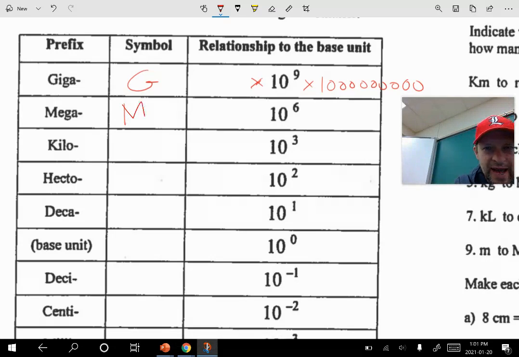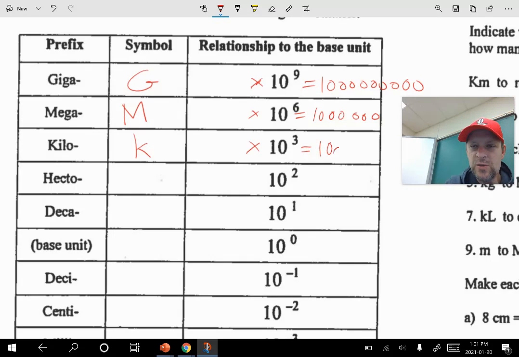Mega has the symbol capital M, and it's times 10 to the power of 6, which is a million. If you are writing this down, you don't have to write down that that's a million, but that's what that exponent means when you put it on a 10. It tells you how many zeros are on the number. So a 1 with 9 zeros, a 1 with 6 zeros. And then kilo is a lowercase k times 10 to the power of 3, which is equal to 1,000, 10 to the power of 3 zeros.